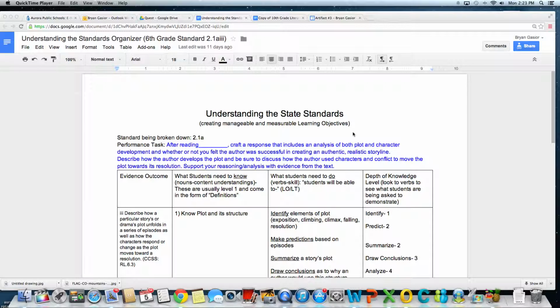So what I've created here is pretty much a graphic organizer that looks at the standard. So in this case, the standard being broken down is 2.1a. This is for sixth grade. So I worked on this with a sixth grade teacher.